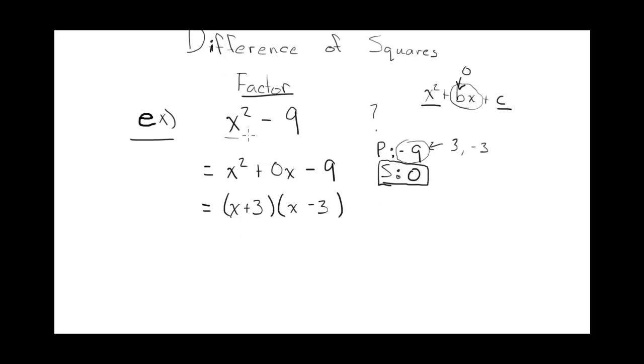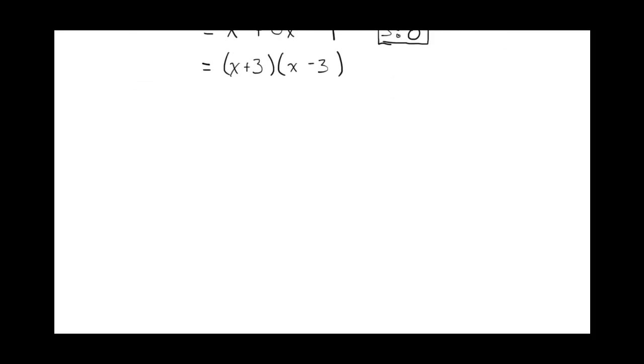So what makes it a difference of squares? Well, first, recognize the difference. So it's subtracting. And the second is, this is a square, right? X times x is x squared. And this is a square. 3 times 3 is 9. So it's a square. So you're going to see questions like this.